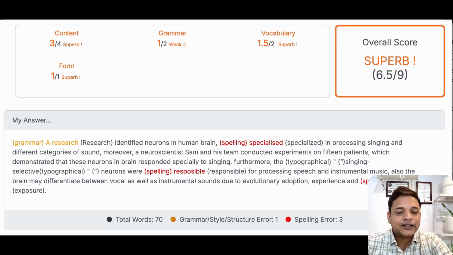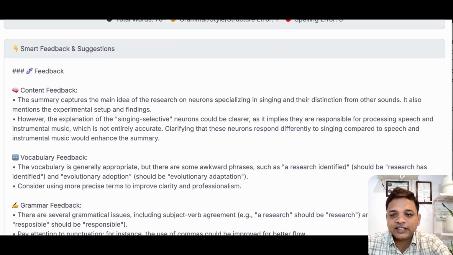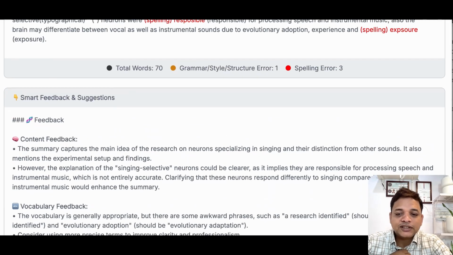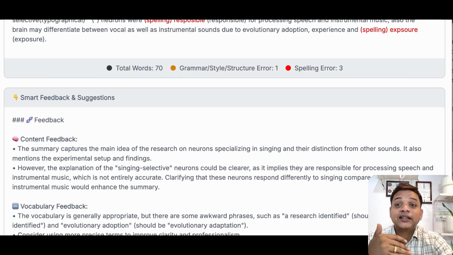You are the only site, the first site to have AI, virtual AI feedback 24/7. Anytime you want feedback, the system will give you feedback, acting like a trainer. Let's see. Content feedback, let's read it. What is content feedback? The summary captures the main area of research on neurons specializing in singing and their distinction from other sounds. It is appreciating that it has captured the topic. It also mentions experimental setup and findings. We have done it. However, the explanation of singing selective neurons could be clearer. That's what it is recommending.